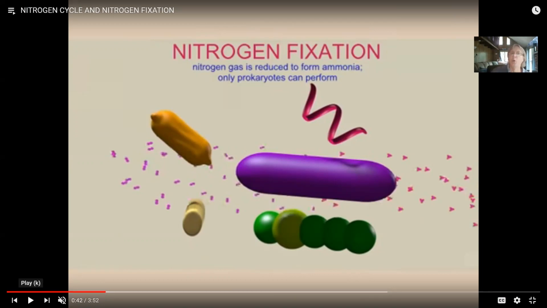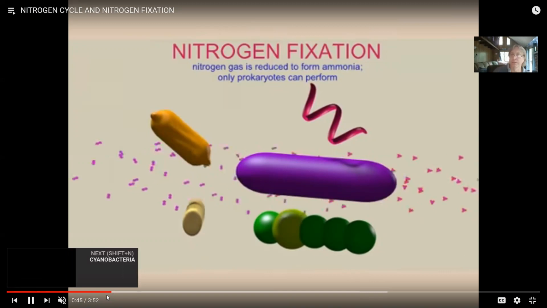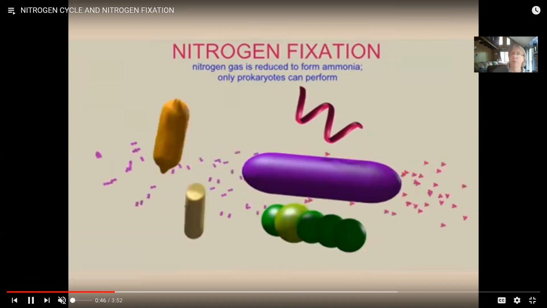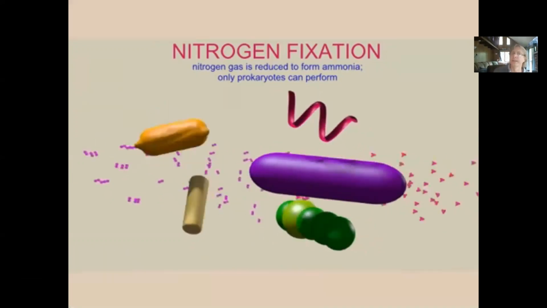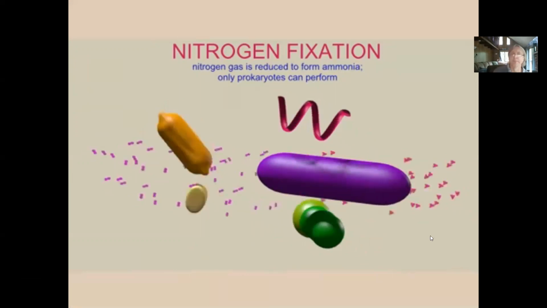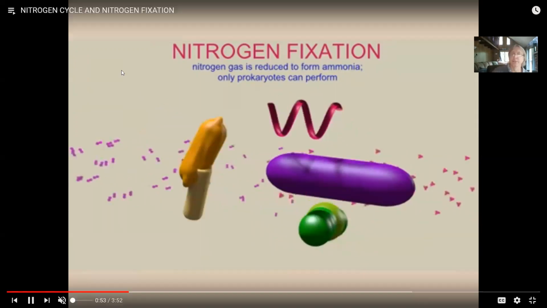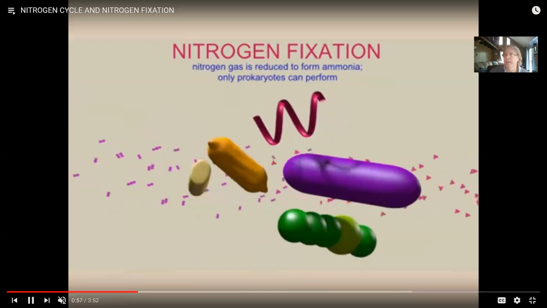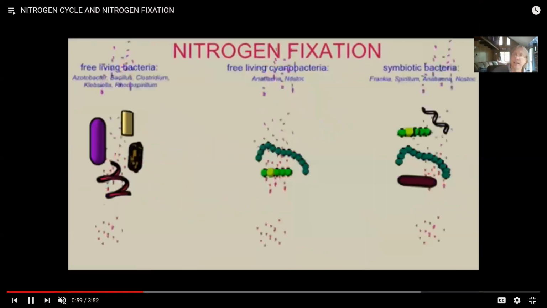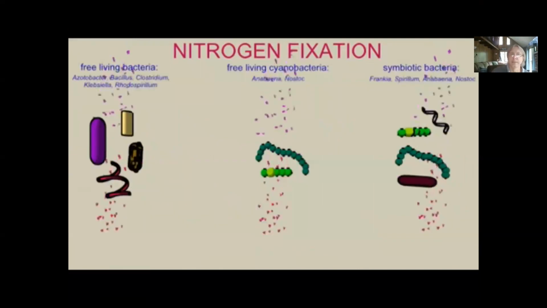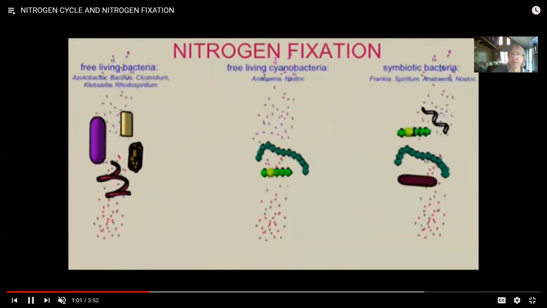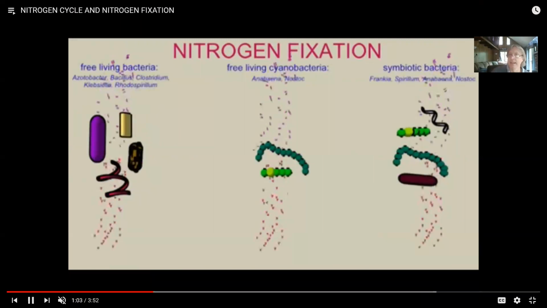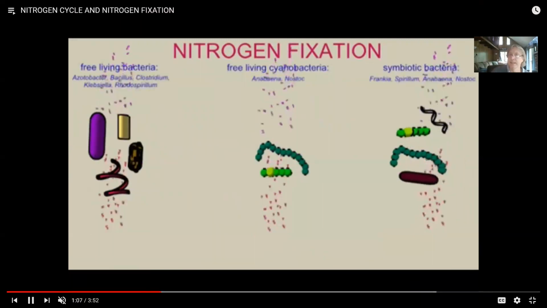So only prokaryotes, not all of them, some of them, only prokaryotes can perform what's called nitrogen fixation, converting nitrogen gas here on the left into something like ammonia. And then some other organism can convert ammonia into nitrate or nitrite. All right, this can be done by some free-living bacteria. I give you some examples. Some free-living cyanobacteria.